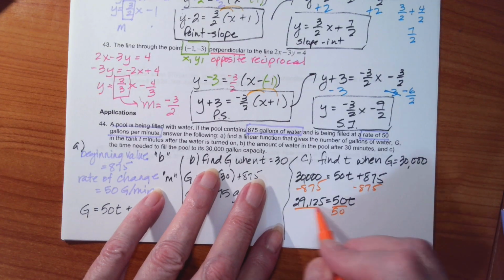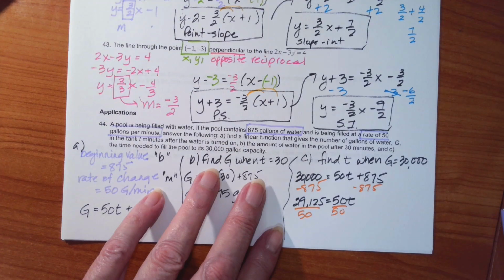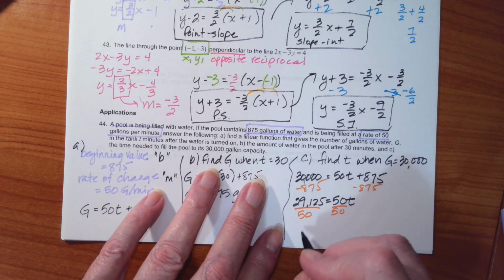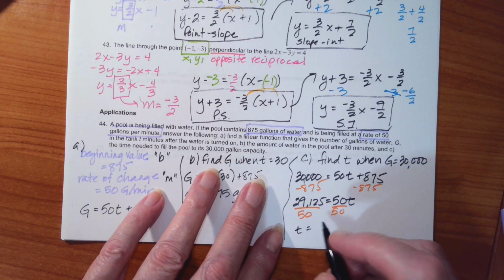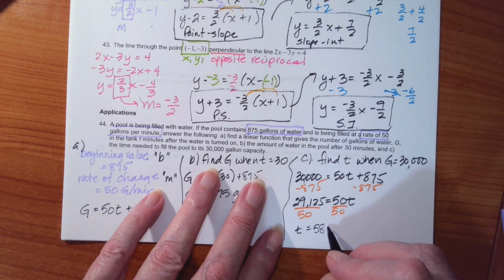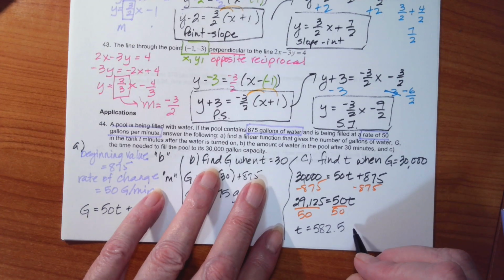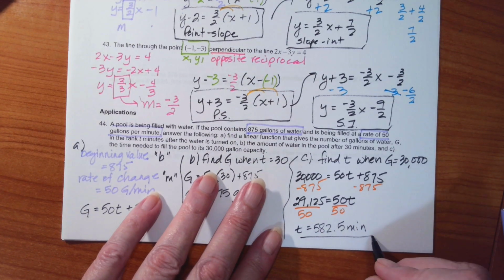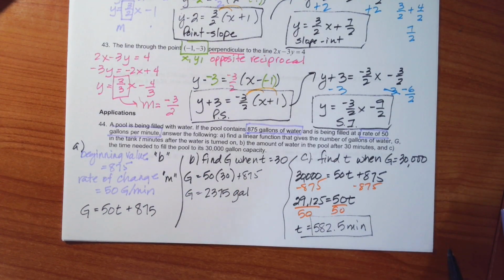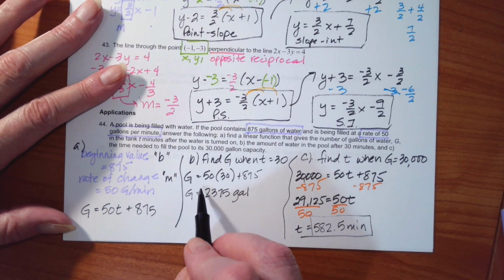Divide by 50, and that tells me that T is equal to, and I hope my arithmetic is correct, 582.5, and that's minutes. So it takes 582.5 minutes.